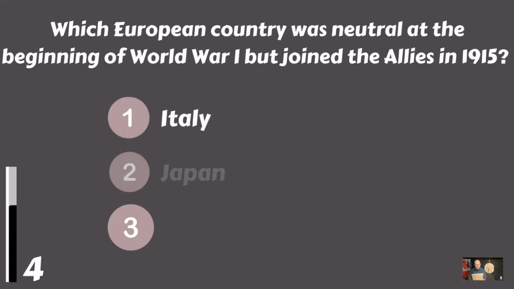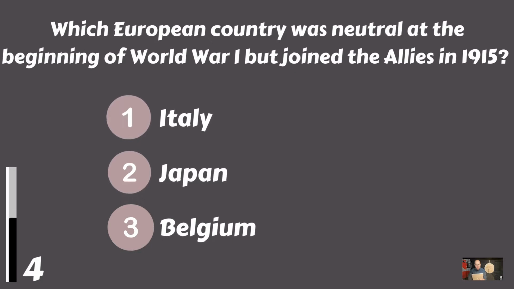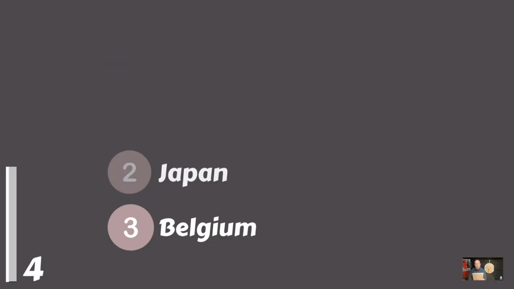Which European country was neutral at the beginning of World War I but joined the Allies in 1915? Was it Italy? Was it Japan? Or was it Belgium? And that country would be Italy.